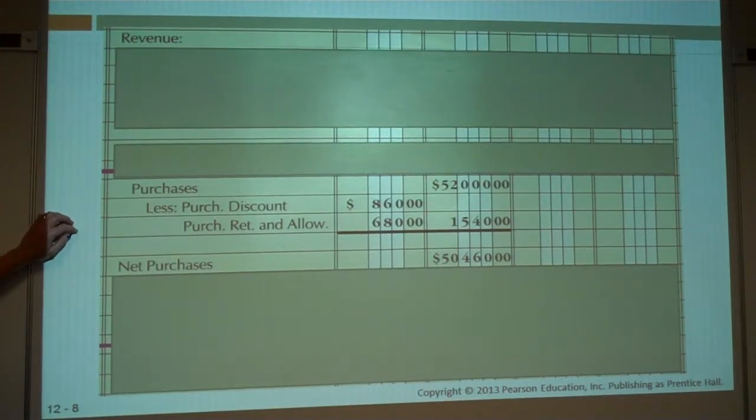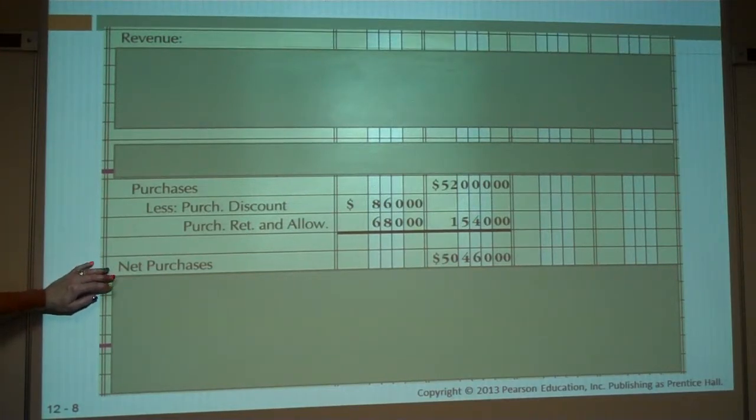Do you want me to put this one up in Canvas? I can do that later. I'll put this one up where I've just covered it up so that you're just looking at the different parts. So this part is where we're coming up with the net purchases.